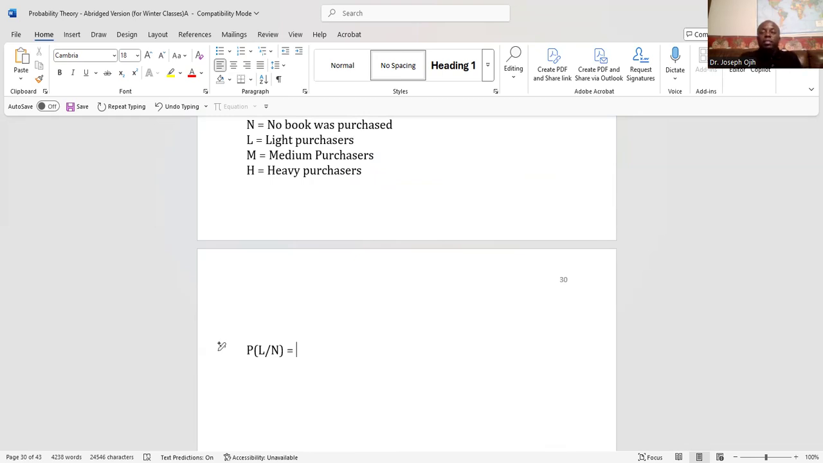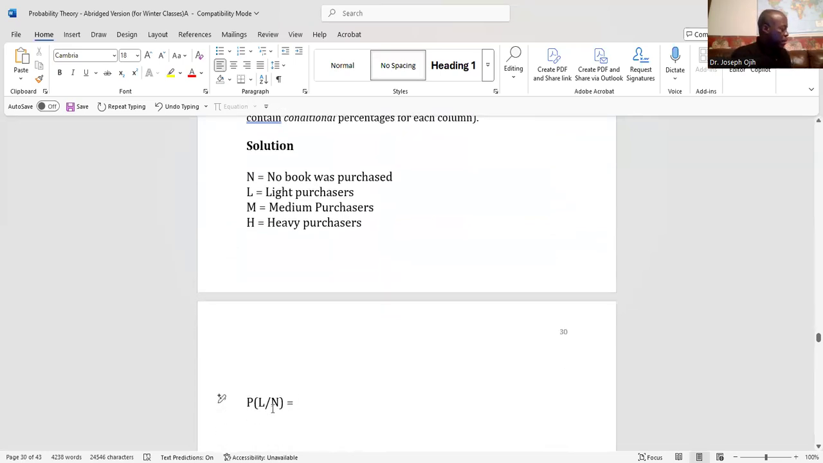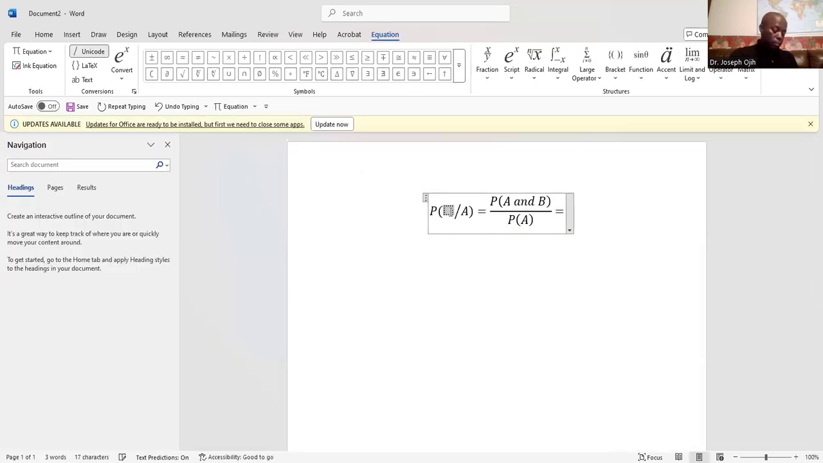So the first thing is to write the formula, then put in the numbers and combine them, and you get your answer. Let me write this down on paper. This workbook will not allow us to put the formula the right way, so I'm going to write it here. Probability of light purchaser, given that he bought no book.